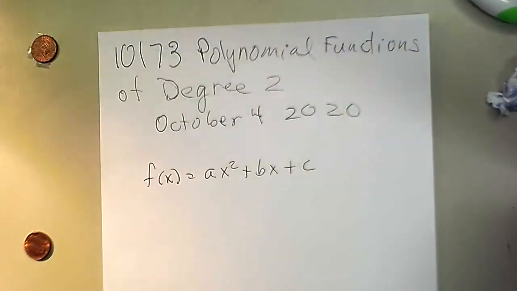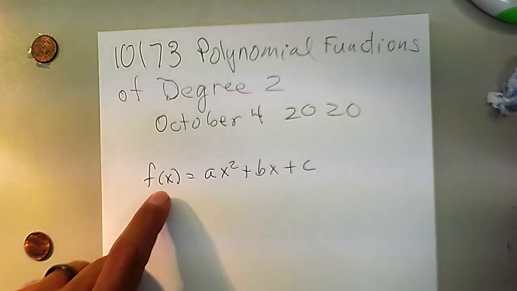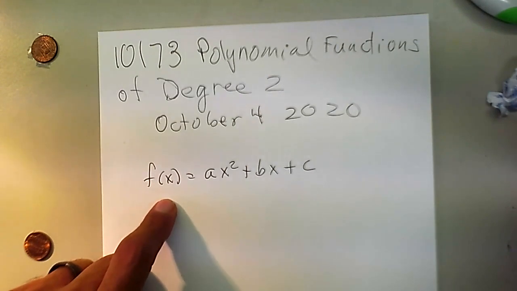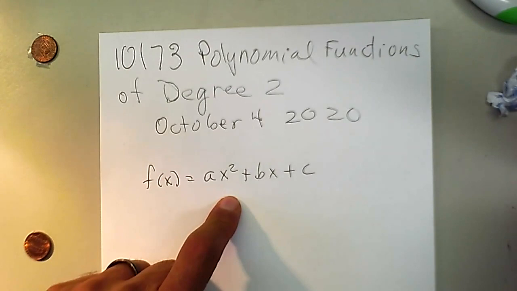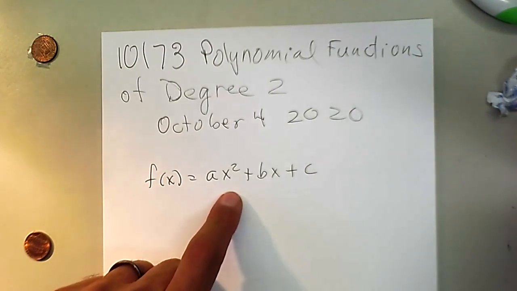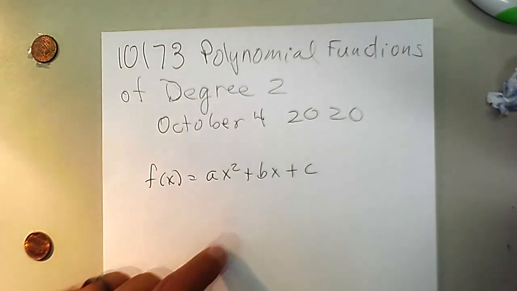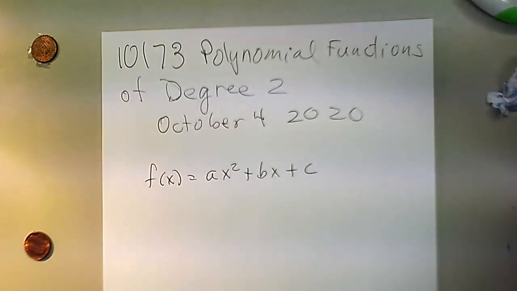All right, polynomial functions of degree 2 are also known as quadratic functions. And this is the form. If we have a function that can eventually be written in this form, then we have a polynomial function of degree 2, also known as a quadratic function.